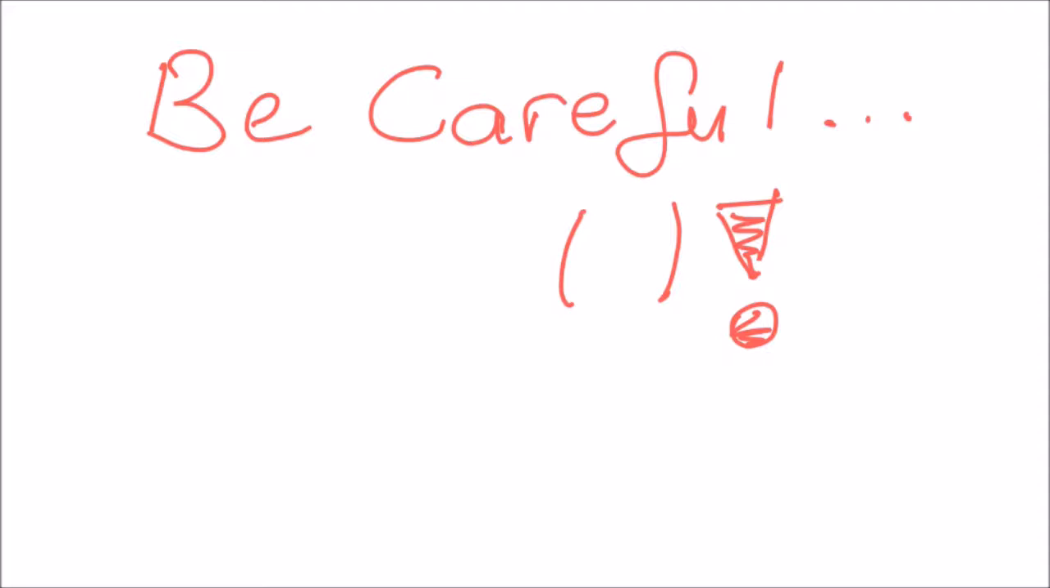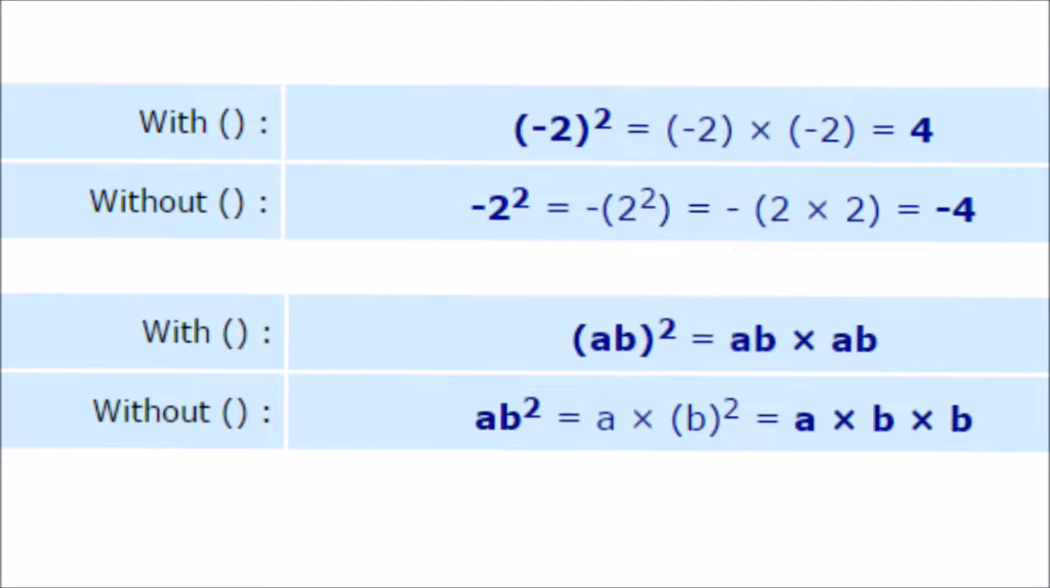Be careful about grouping. To avoid confusion, use parentheses in cases like this. (-2) power 2 is equal to minus 2 multiply minus 2 is equal to 4. But if minus 2 is not in parentheses, power 2 is applied only to the 2, but the sign of minus is outside of the parentheses, and that is equal to minus 4.